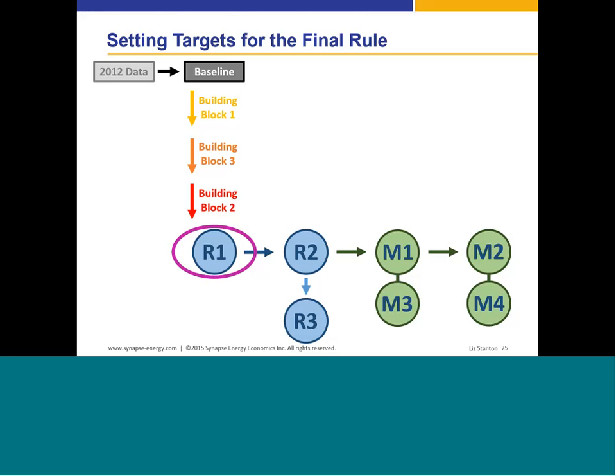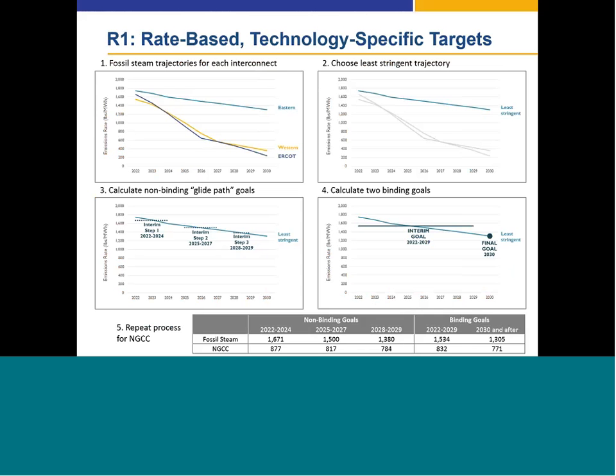This is the sequence that you're seeing here. You can't get to the mass-based targets without first calculating the rate-based. You can't get to your state average rate-based without first calculating the state technology-specific. So let's start there. R1, the rate-based technology-specific targets. So these are 2 sets of targets, one for fossil steam, one for NGCC. And they're applied at the unit level. It is the units that have to comply with these targets.